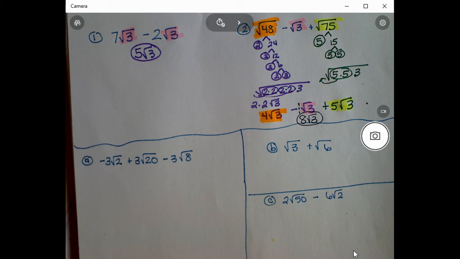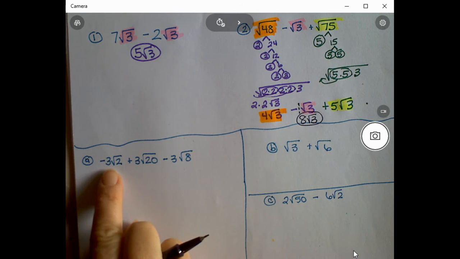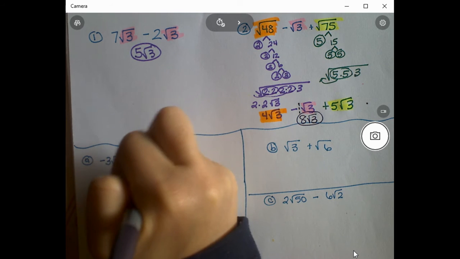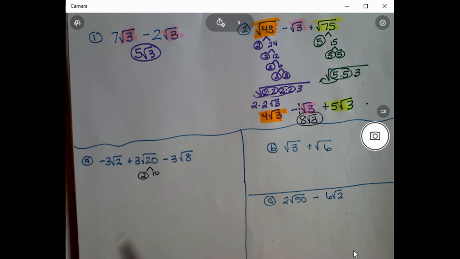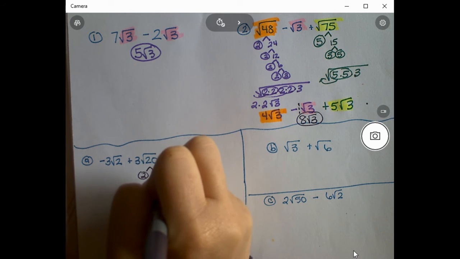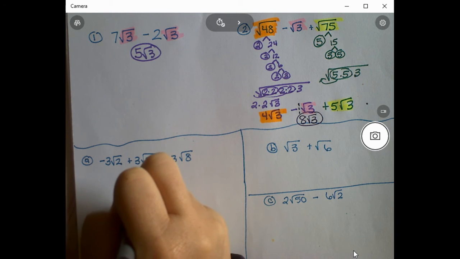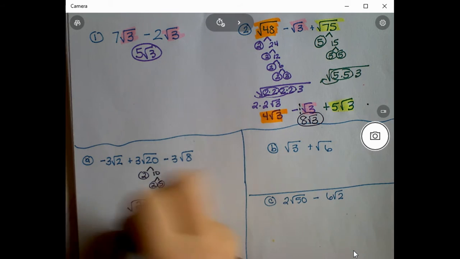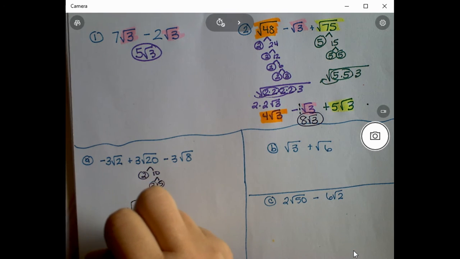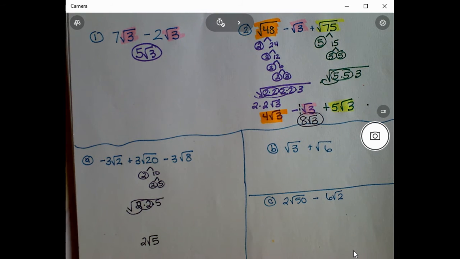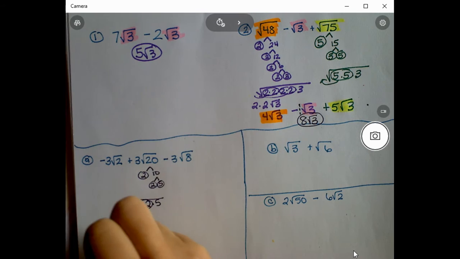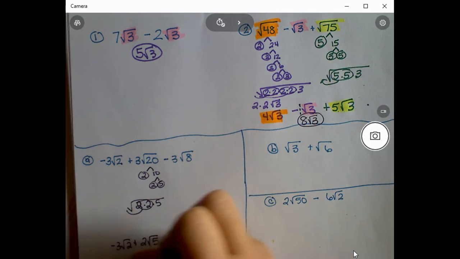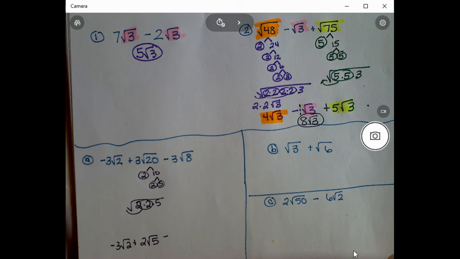So first step, simplify each radical. This one is already simplified. This one is not simplified. So let's simplify it. 2 times 10, 2 times 5. So 2 times 2 times 5. A group of 2 goes out. So 2 root 5. The first one, negative 3 root 2 plus that. Minus, we need to simplify this one too.